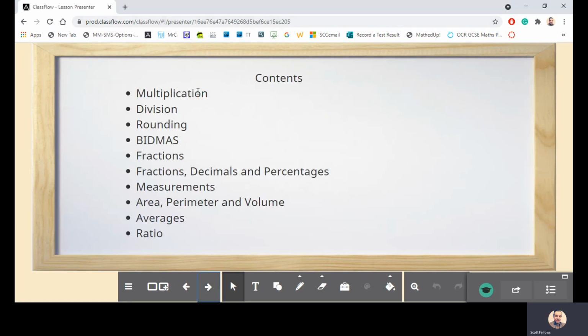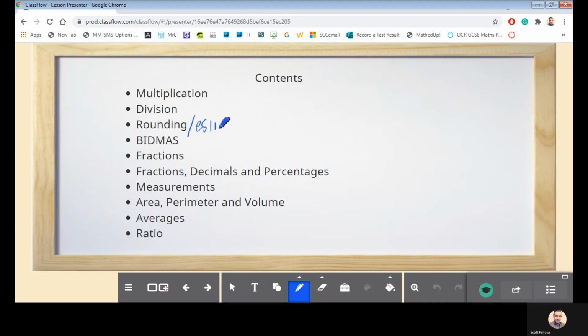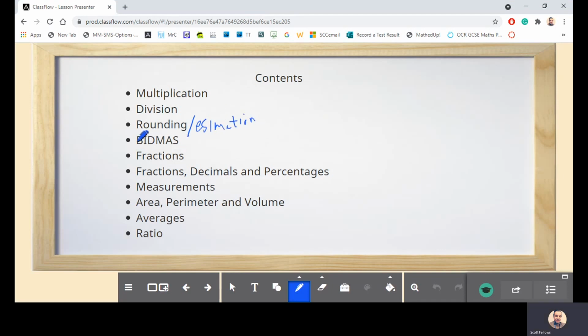So these are the top 10 topics. We've got multiplication, division, rounding, and within that, we've also got estimation. BIDMAS, which is your order of operations, so BIDMAS or BODMAS. Fractions, decimals and percentages, so converting between them, but also using percentages. Measurements, area, perimeter, and volume, and averages and ratio. So we're going to go through these topics. Some of the stuff you're going to be able to do, some stuff you're going to have to do a little bit of practice, other stuff you're just going to need to try and memorize or copy down.